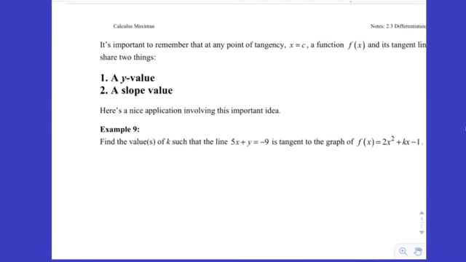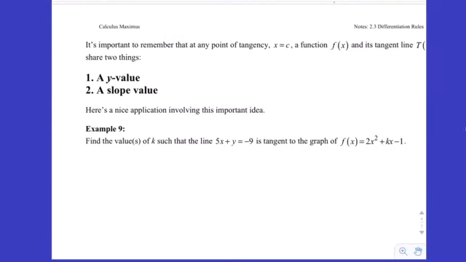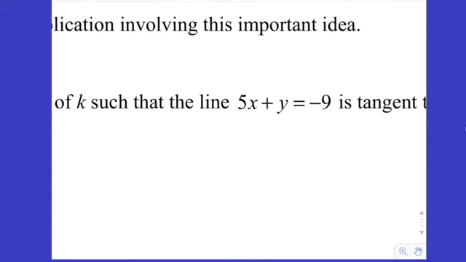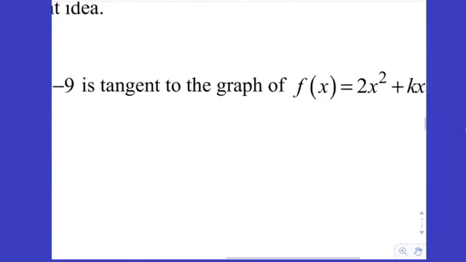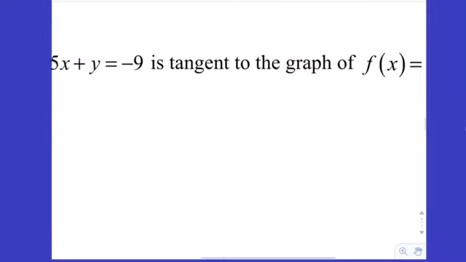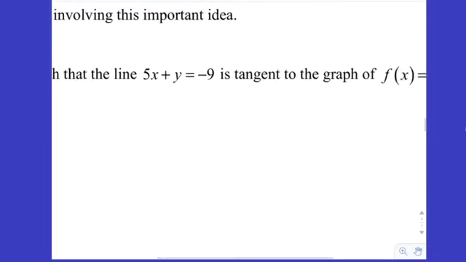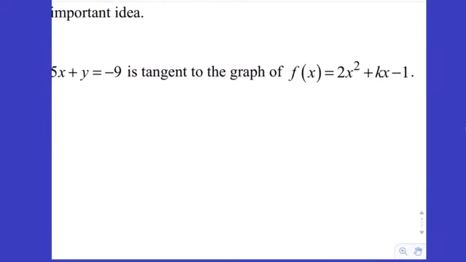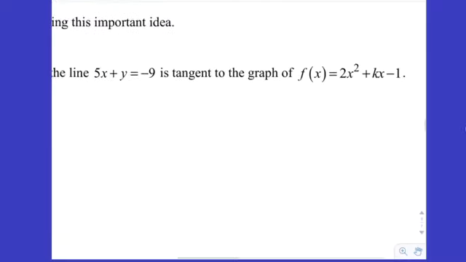Why is it important? Because it helps you answer questions like example 9. Find the value or values. Ooh, look at that mathematical foreshadowing right there. Could be 1, could be 2, could be 3, I don't know. Of k, such that this line is tangent to this graph. Find the values of k so that that line is tangent to that graph. Okay. You'll have a multiple choice question like this. How do we even start? Drawing pictures? What's that?